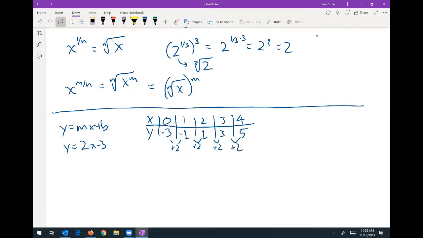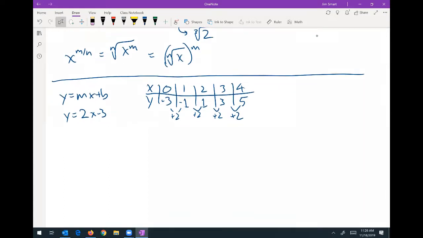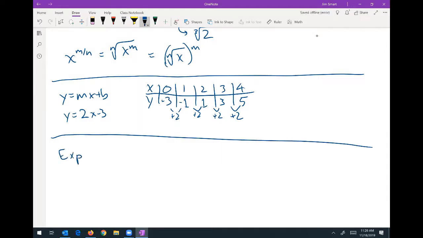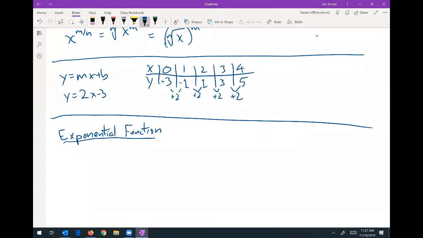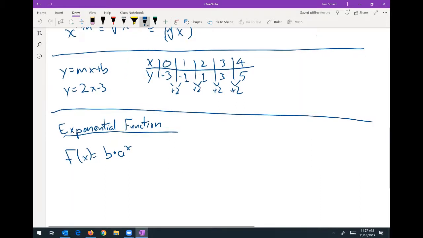All right, so a linear function is repeated addition. Well, now we're going to talk about an exponential function. An exponential function is one where the variable is an exponent. So it looks like this: f of x equals b times a to the x. All right, so your variable is your exponent. You've got a multiplication, a number multiplied by a base to the exponent.